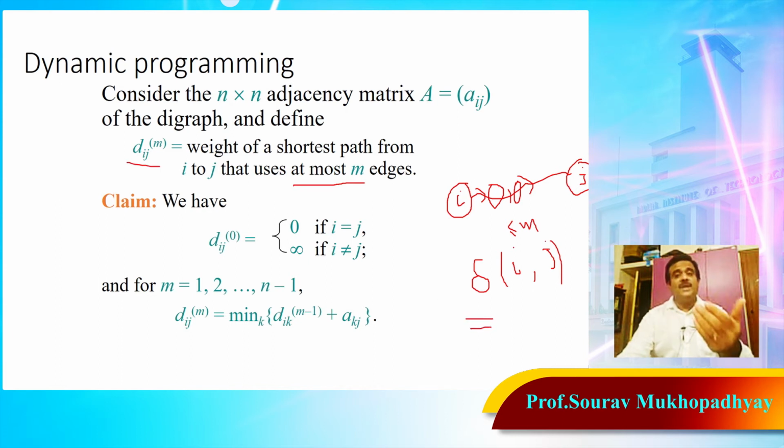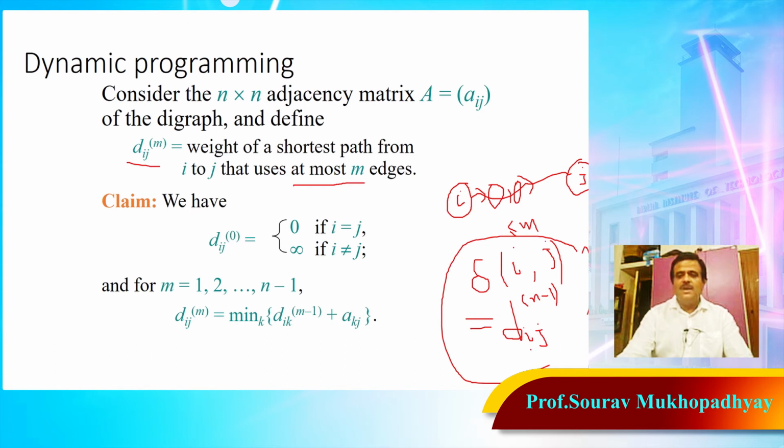If there is no negative weight cycle, then delta has a finite value. If there is no negative weight cycle in the path, how many edges will be used in any path? At most n, or n minus 1. So delta(i, j) is d_ij^(n-1), if the shortest path exists. This is the relationship, and that is why we are looking for d_ij. We will go for d_ij up to n minus 1.